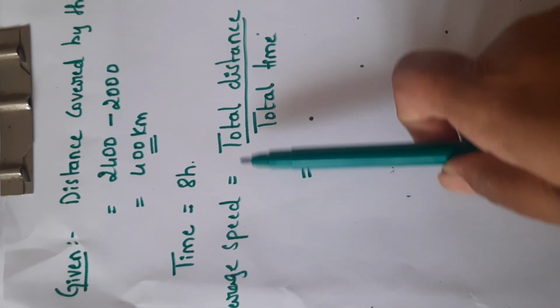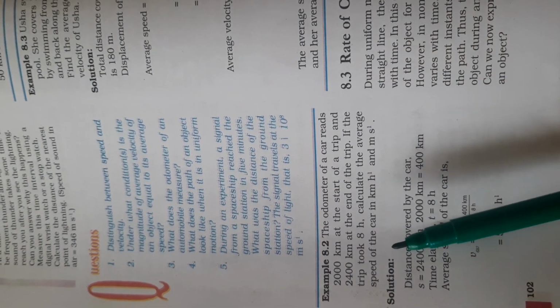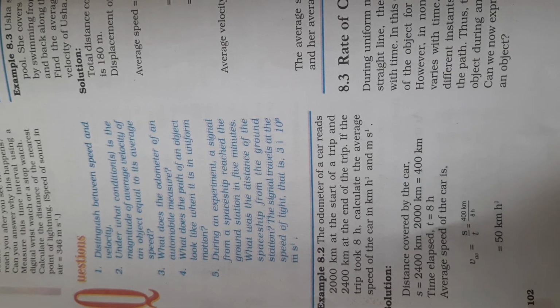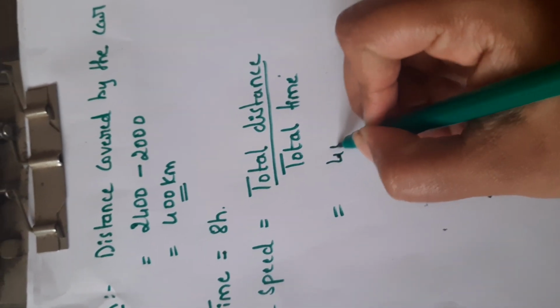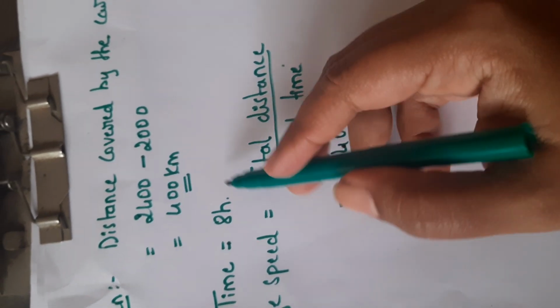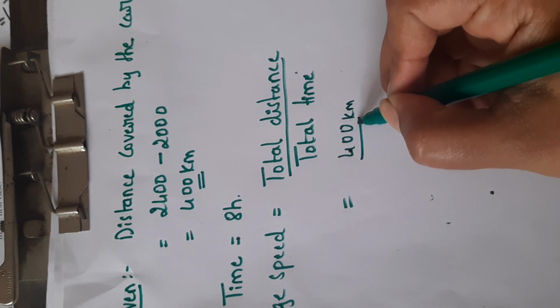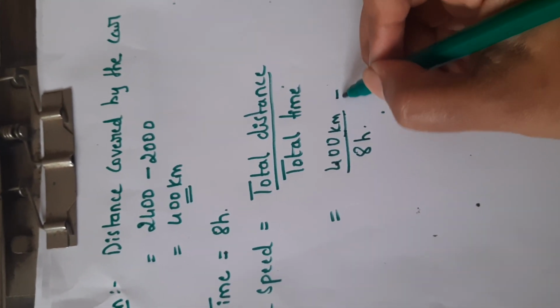Now substitute. Average speed is total distance by total time. Before that, they have asked to find the average speed of the car in kilometer per hour as well as meter per second. In both the units we need to find out. One is direct, no problem. Total distance is now 400 kilometer. I will write the unit also to not confuse you. Total time is 8 hours.